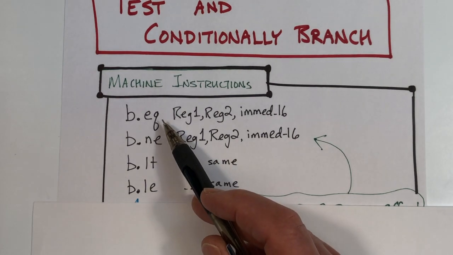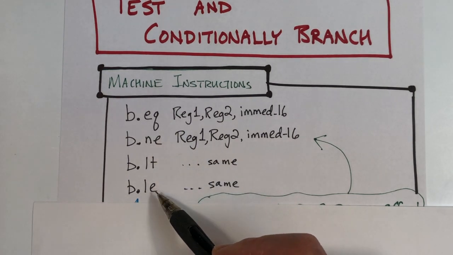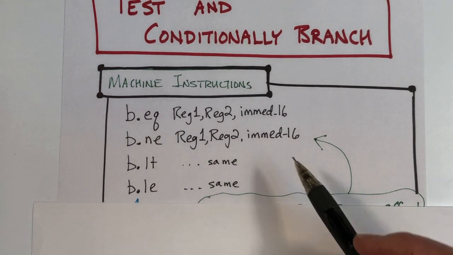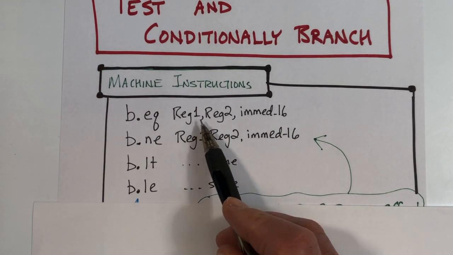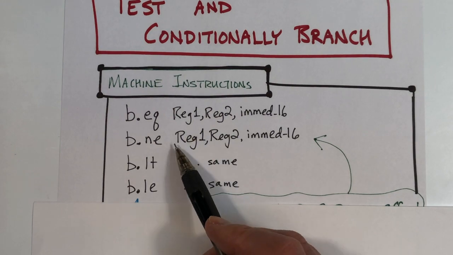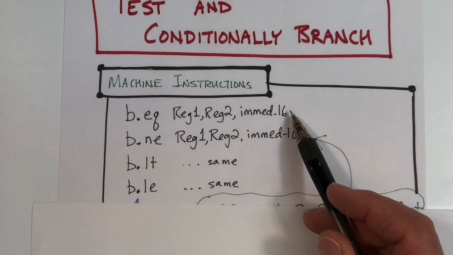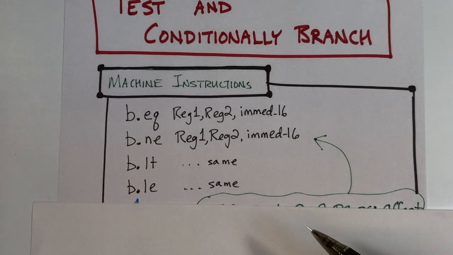We have tests for equality, not equal, less than, and less than or equal. In each case, you have the values in 2 registers being compared, and if the condition is true, the jump is made, and otherwise execution continues with the next instruction.